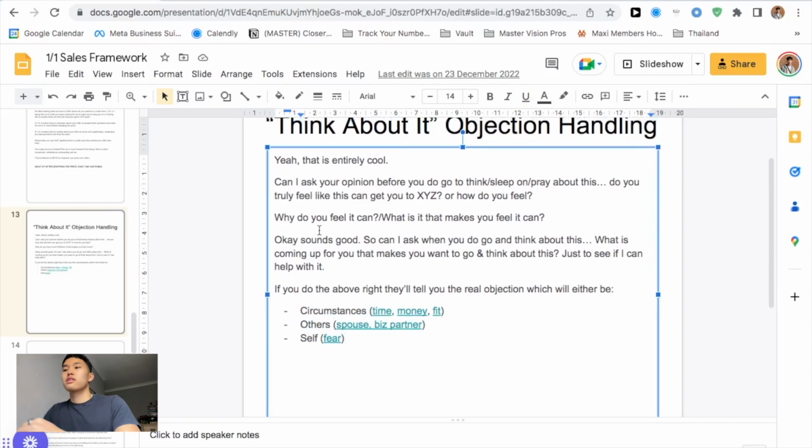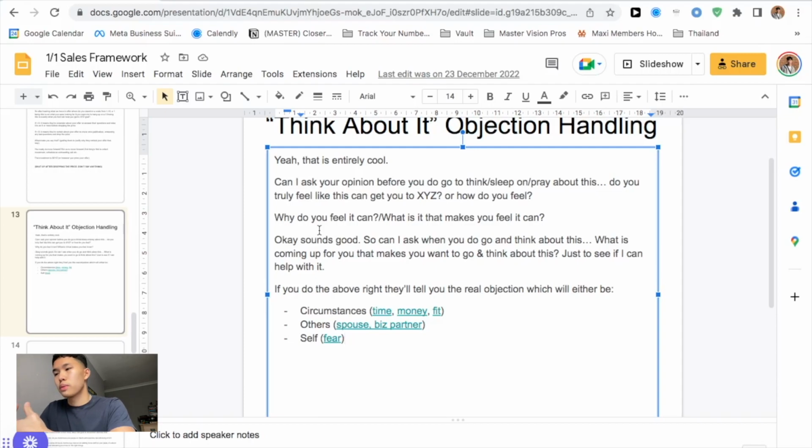If they keep saying, "Okay, yeah, I like what I heard, but again, I just need to go and think about it, and I'll get back to you in a couple of days," then you keep asking, but just say it in a different way, because otherwise you're going to sound annoying.